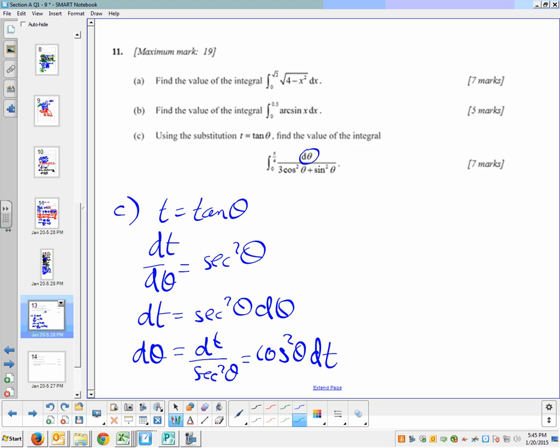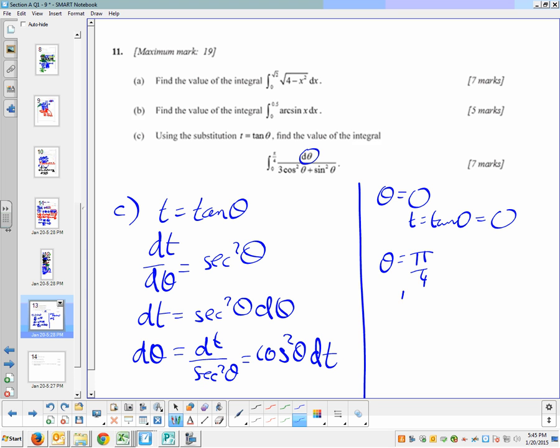So that's what I'm going to use to replace d theta. But before I do that, I'm going to deal with the limits. When theta is 0, I need to know what t is. Well, t is tan 0. Tan 0 is 0, so that's one of my limits, doesn't change. When theta is pi by 4, I get t is tan pi by 4. Oh, that's lovely, because that's 1.